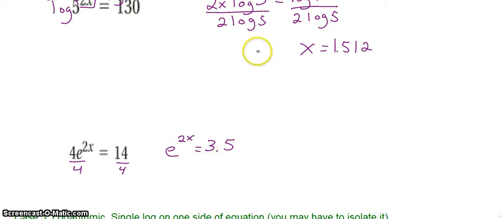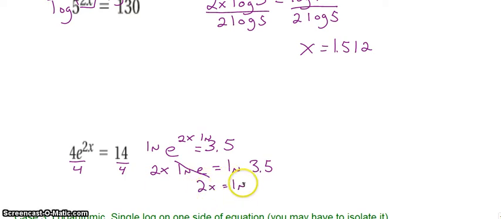So up here, I just took the log of both sides. I can do the same thing here. I can take the natural log of both sides, and I have 2x natural log e equals natural log of 3.5. Now this natural log of e, we understand that it's a base of e, so it's kind of like, hey, the power of e is e, and that's just 1, so that cancels out nicely for us. So I've got 2x equals natural log of 3.5, divided both sides by 2.